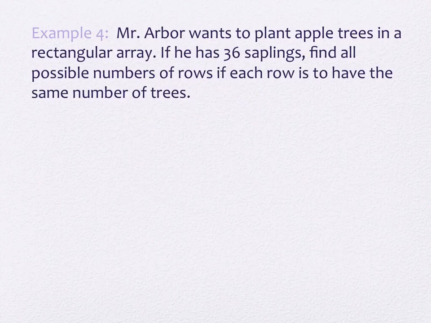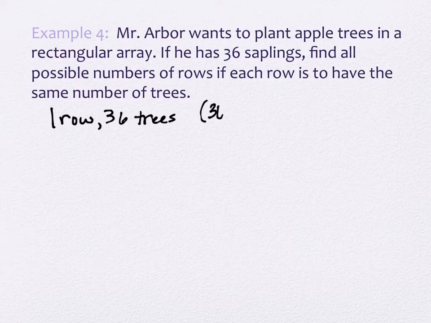Example 4. Mr. Arbor wants to plant apple trees in a rectangular array. If he has 36 saplings, find all possible numbers of rows if each row is to have the same number of trees. So I will start you out with an example. We could have one row of 36 trees. Or if you prefer, we could say we have 36 rows of one tree.